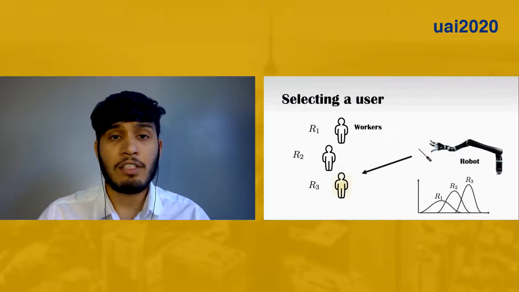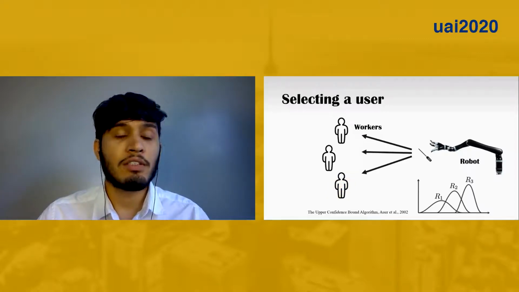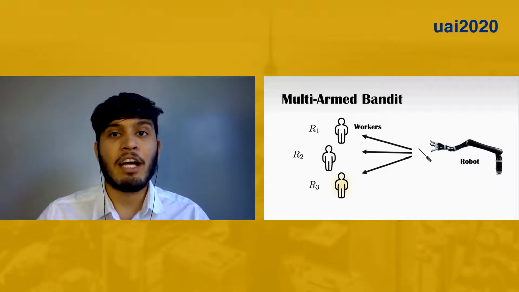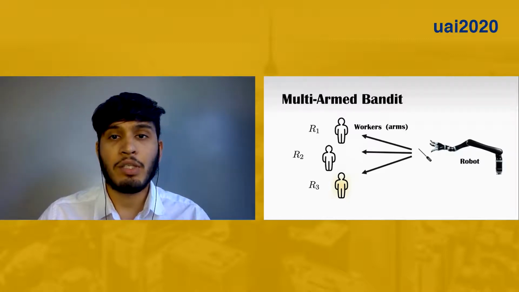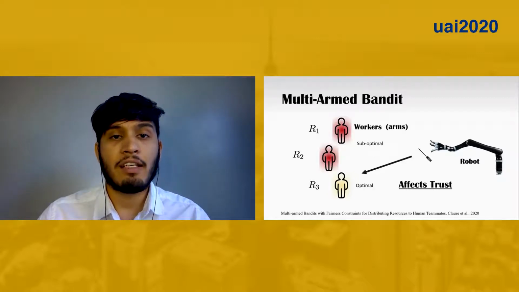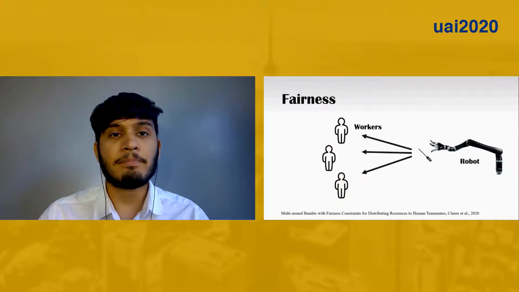However, in a real-world task, the rewards are initially unknown, and the robot needs to explore to learn the reward distributions. This is an instance of a multi-armed bandit problem, where the users are the arms that the robot must pull. However, a previous work has shown that always selecting the optimal user may affect the perceived fairness and trust of suboptimal users in the robotic system.